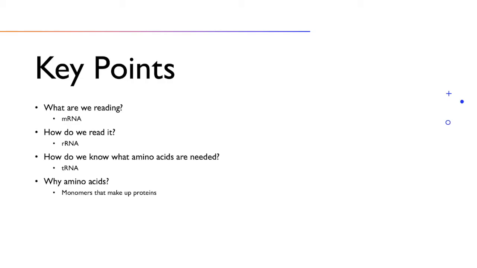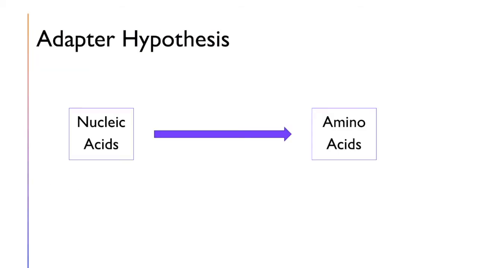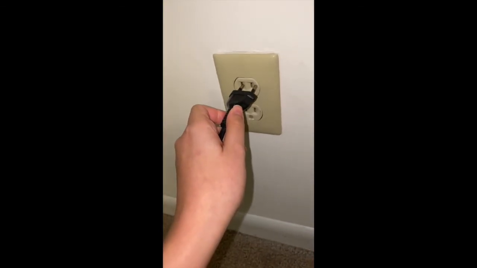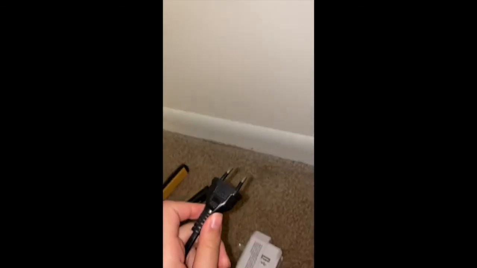What about the adapter hypothesis? Francis Crick used this hypothesis to try and explain how one can go from a sequence of nucleic acids to an amino acid chain. Let's use outlets to think about this. I want to be able to use my Brazilian straightening iron in America, but it's easy to see that the plug won't fit what is on the wall.